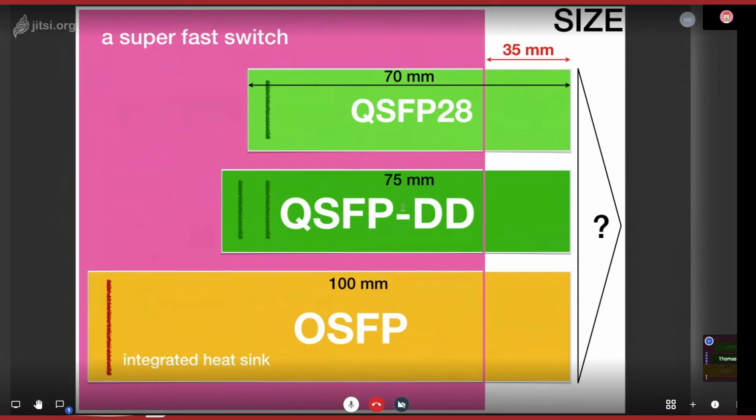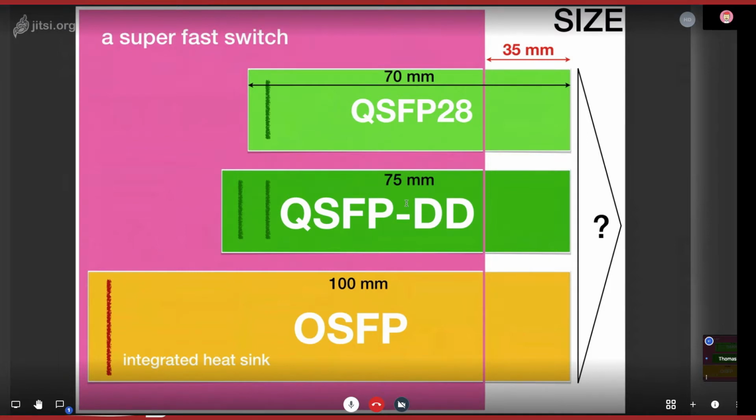The QSFP-DD port itself is backwards compatible to QSFP-28. It's pluggable. So you can plug in a QSFP-28 into a QSFP-DD slot. So you can either run a 400 gigabit transceiver in that slot or a 100 gigabit transceiver. And how is it done? Well, the physics are pretty much the same beside the length. So QSFP-28 has a length of 70 millimeters, and the QSFP-DD 75, the portion which is inside of the switch. That's important here. So this arrow is not correct.